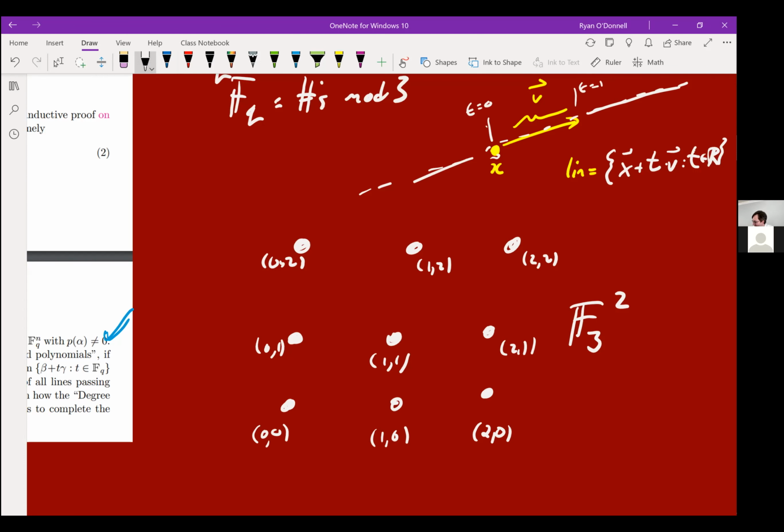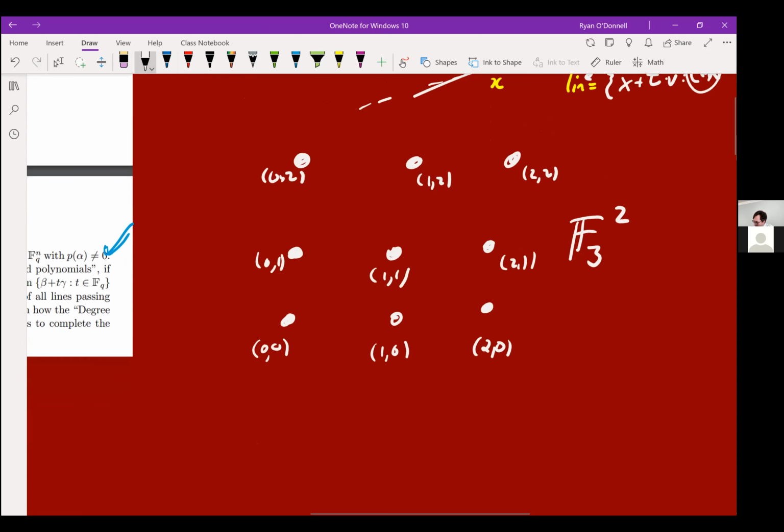It's the same story in finite fields, except there are only 3 values for t in this case. So for example, the line through 0, 1 in the direction 2, 0. You start at 0, 1, that's in the line. And then you add 2, 0. Oh, let me make this 2, 1, so it'll be more interesting. You add 2, 1.